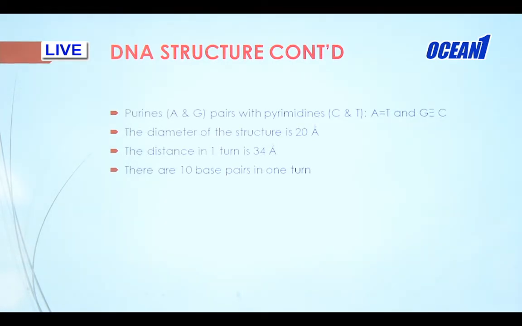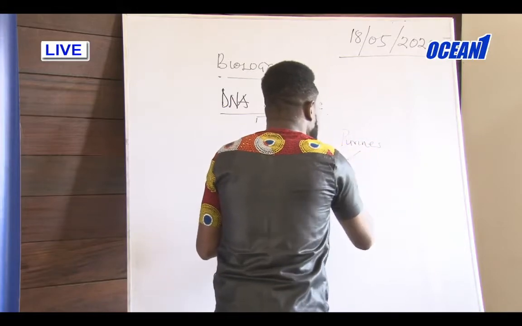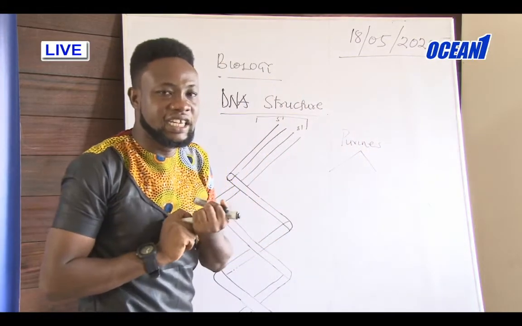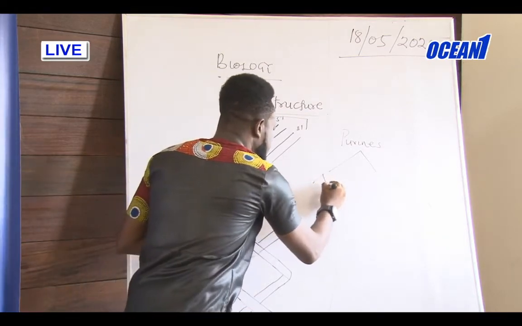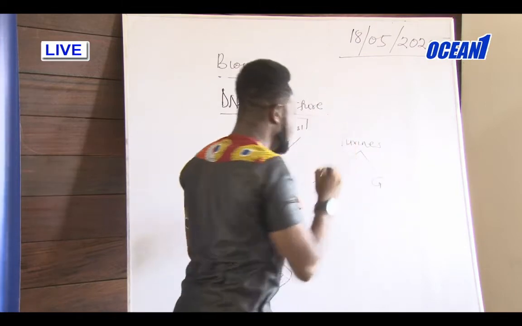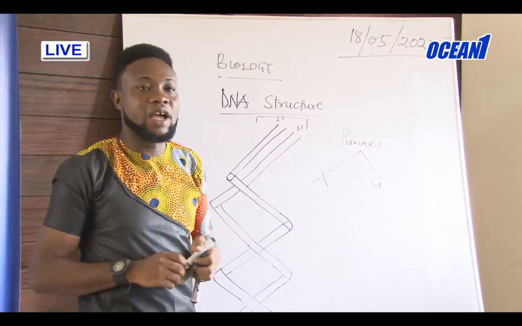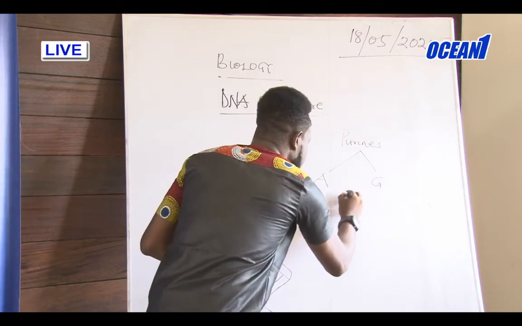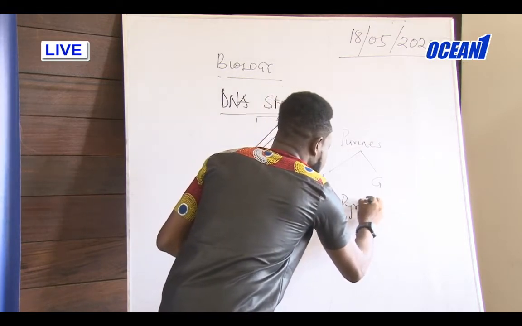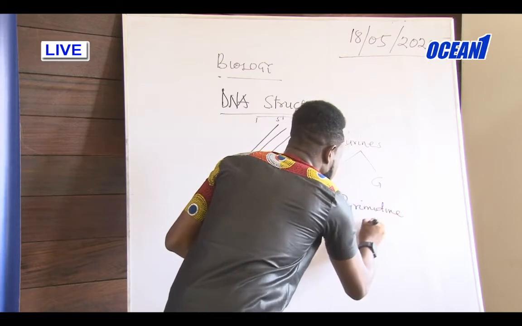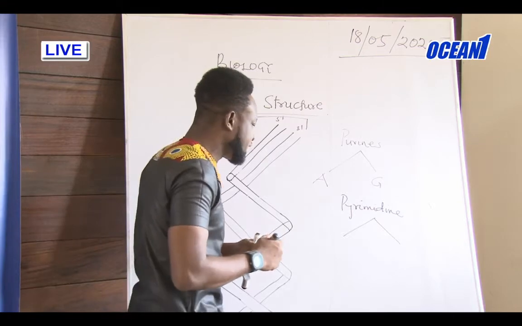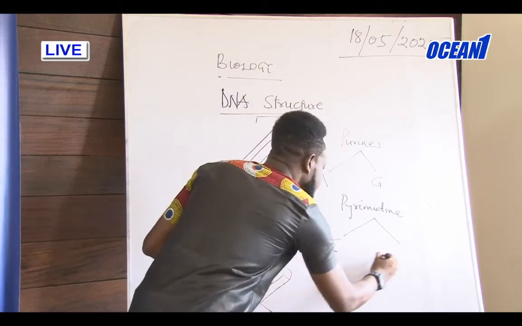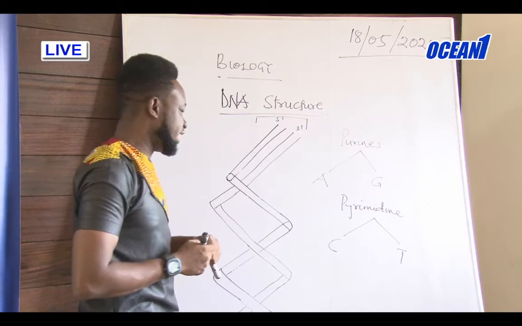Now, purines are made up of 2 of these bases: adenine and guanine. We represent adenine with capital A and guanine with G. Then we have the pyrimidines. Under the pyrimidines, since we are dealing with DNA, we are going to talk about cytosine and thymine.